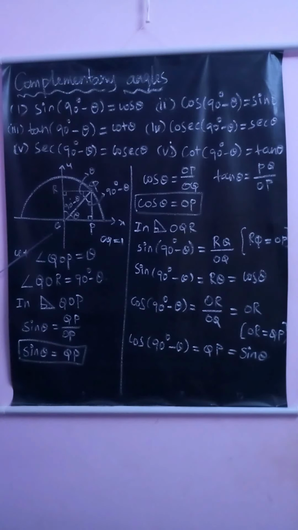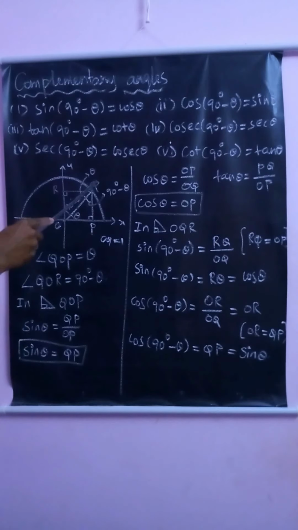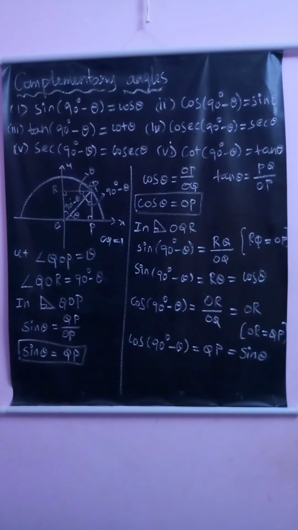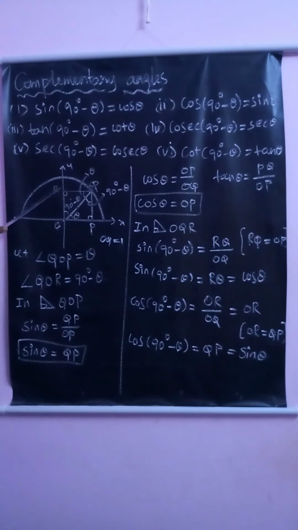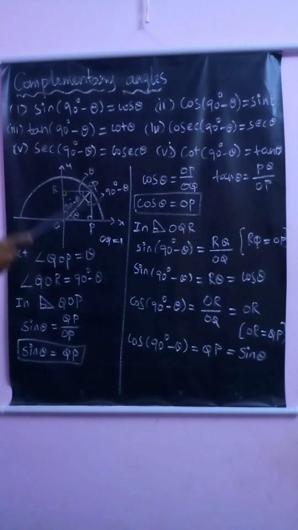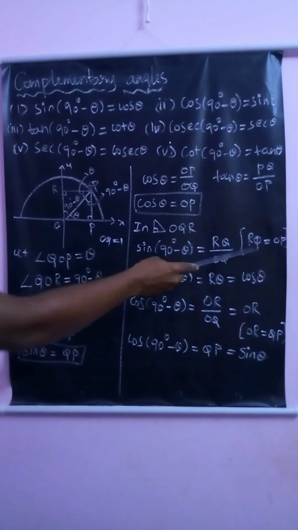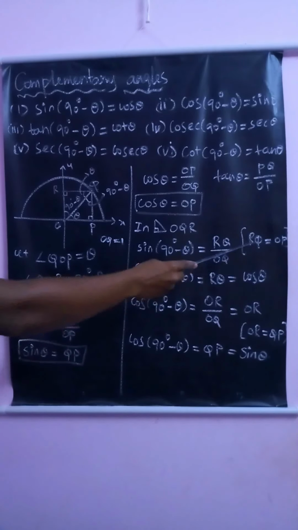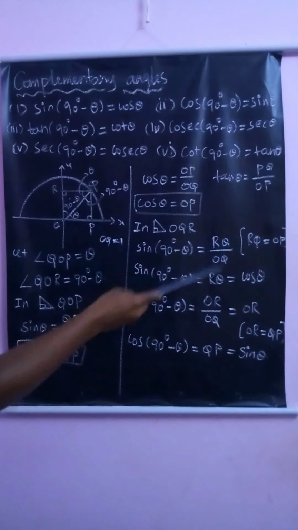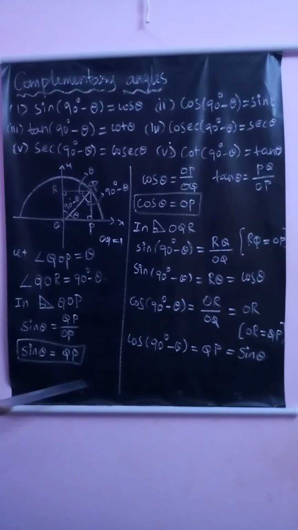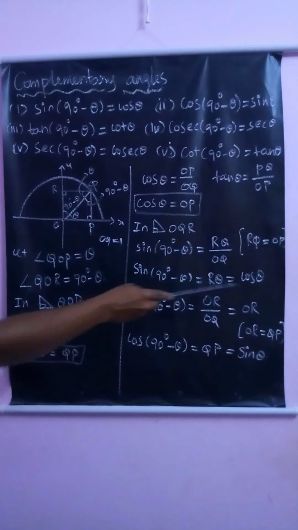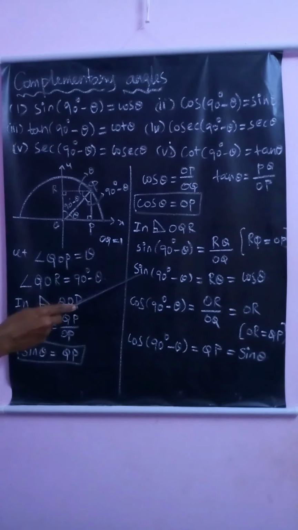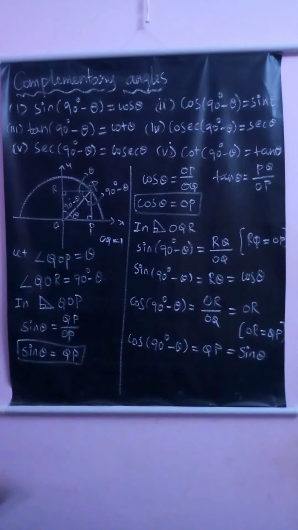Here we observe that OPQR is a rectangle. In a rectangle, opposite sides are equal, so QR is equal to OP. So RQ is equal to OP. Substituting, OP is equal to cos theta, so RQ is equal to cos theta. Finally, we get sin of 90 degree minus theta equals cos theta.